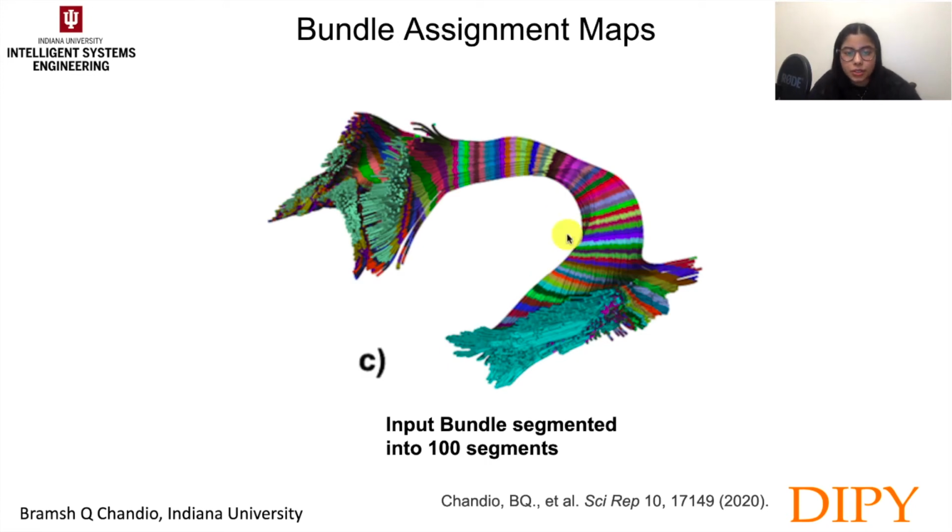Here is a visualization showing how we create these segments. This bundle is now segmented into 100 segments because we had 100 points on the centroid streamline. This is the location of all the points that belong to this segment, to that centroid. Now it makes sense to look at those specific segments because those are similar in shape, and as we saw earlier, they will have similar values of DTI measures.